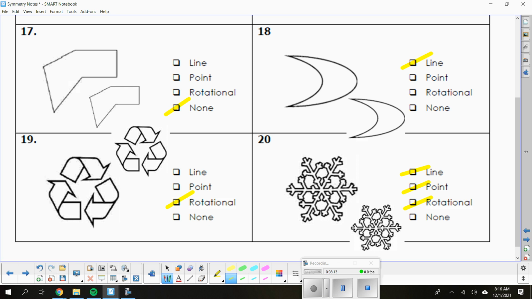Alright, go ahead and turn to page 9 for your dilations notes.